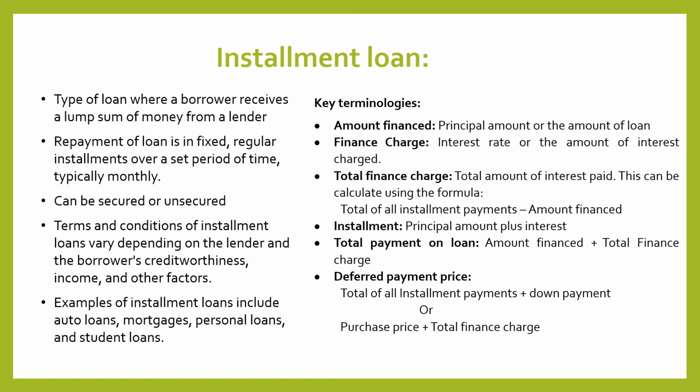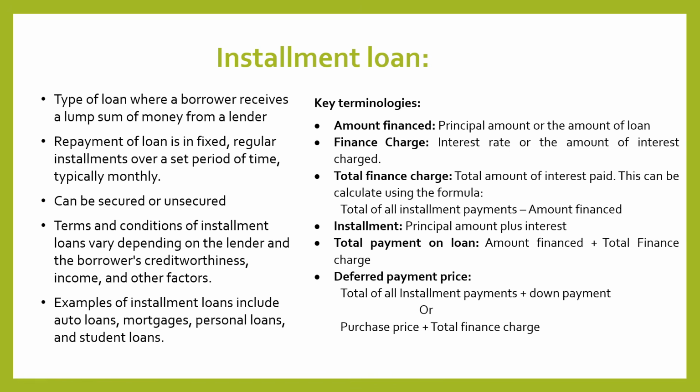But the repayment of the loan is in fixed regular installments over a set period of time, typically monthly. So if I have taken a loan for 5 years, that means I have to pay in 60 months. 5 years means for 1 year there are 12 months, so 12 multiplied by 5, 60 months. And every month I will be paying a fixed amount, say for example 200 reals every month, for 60 months. This is what we call a repayment.